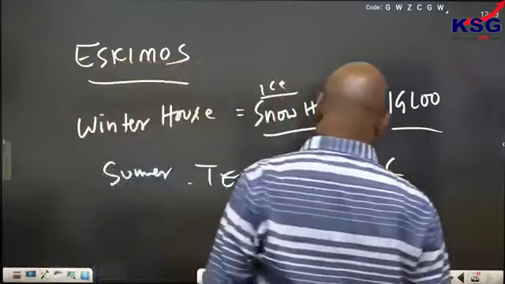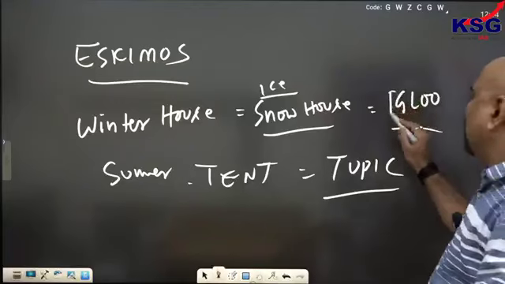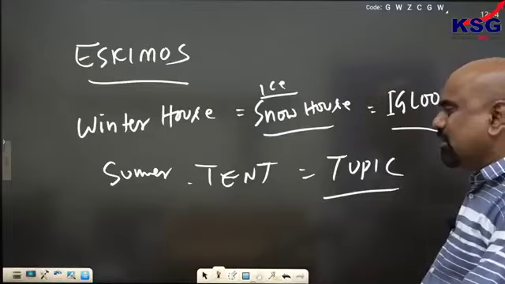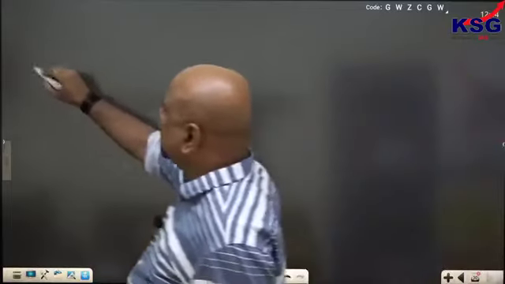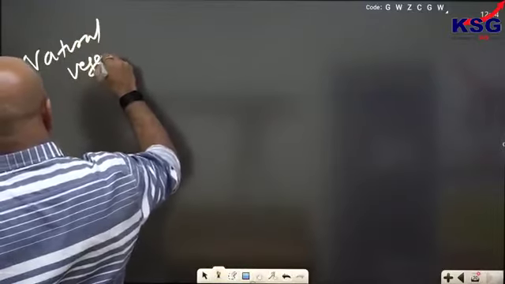Summer tent, TUPIC. Winter house, snow house, igloo. Hunter and food gatherer. Permanently this region is inhospitable condition, not good for this. What type of natural vegetation will you get here? Natural vegetation, what will you get?